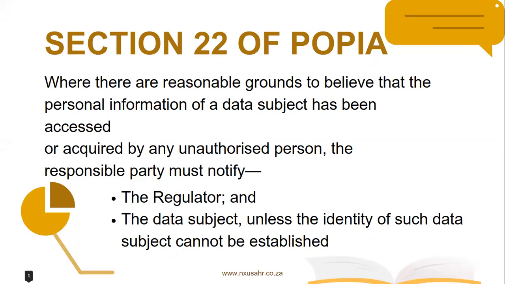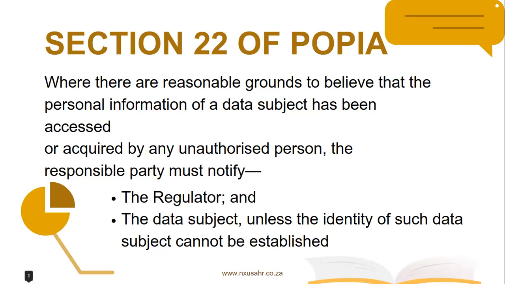So now I'm on to section 22 of the POPIA, still proceeding with the aspect of data compromise. Where there are reasonable grounds to believe that the personal information of a data subject has been accessed or acquired by an unauthorized person, the responsible party must notify the regulator and must notify the data subjects, unless the identity of such data subjects cannot be established.